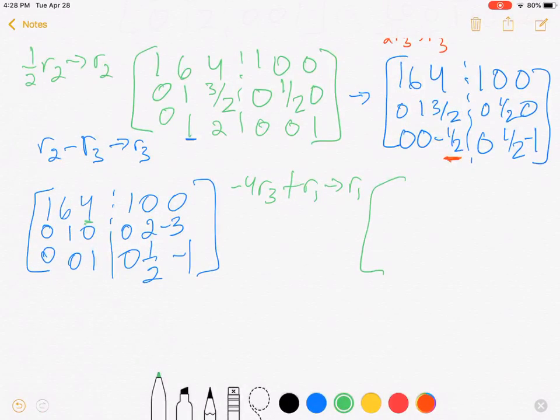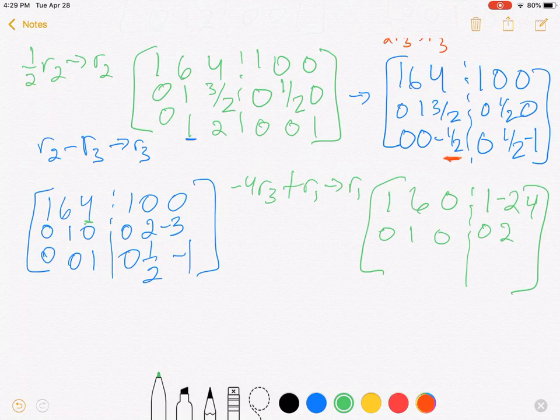So when doing that, negative 4 times 0 is 0 plus 1 is 1. Negative 4 times 0 is 0 plus 6 is 6. Negative 4 times 1 is negative 4 plus 4 is 0. Negative 4 times 0 is 0 plus 1 is 1. Negative 4 times a half is negative 2, plus 0 is negative 2. Negative 4 times negative 1 is 4, plus 0 is 4. Then we still have this one, 0, 1, 0, 0, 2, negative 3.